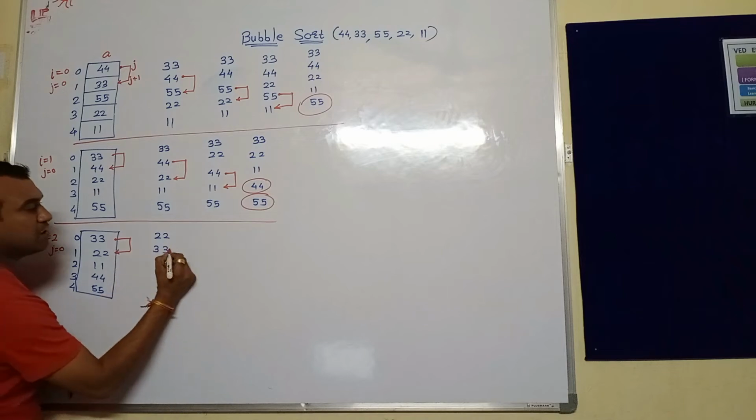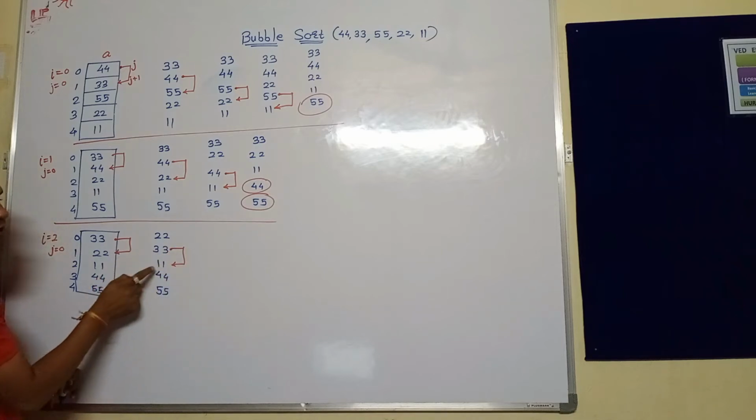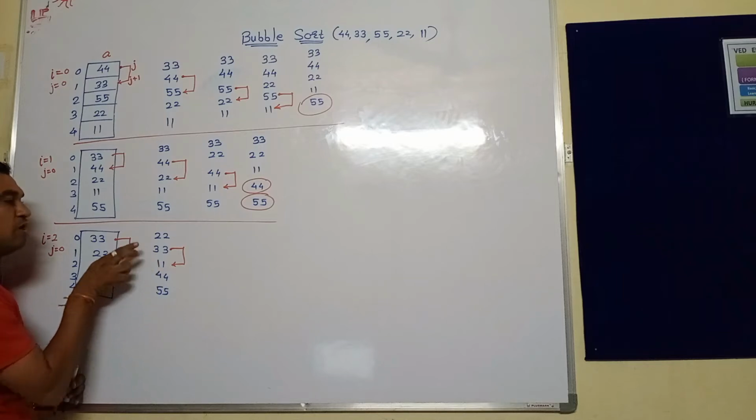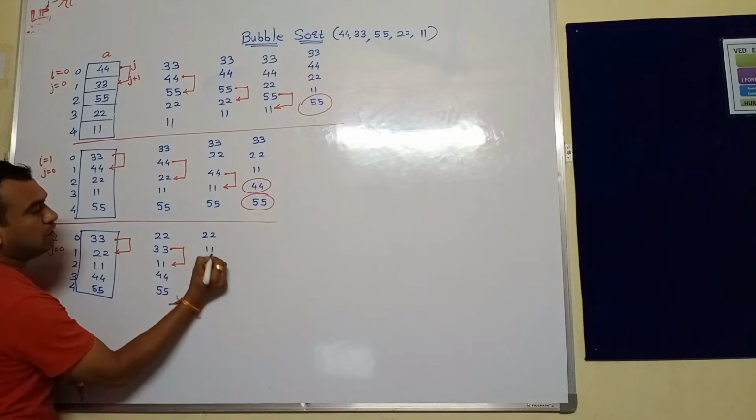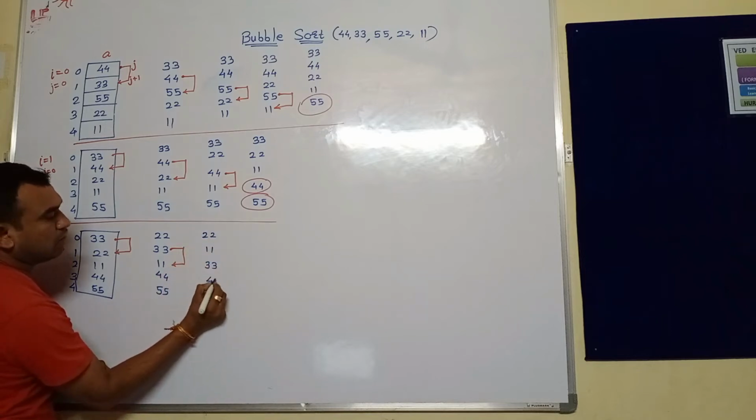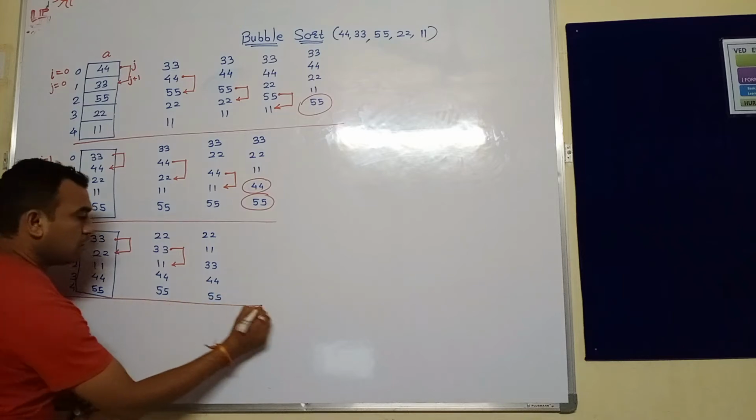Inside my j loop the variable is increased and reaches here, and j plus 1 will be this one. Again, A of j plus 1 is smaller than A of j, so we will do an interchange between these two: 22, 11, 33, 44, 55. Here we will stop. Why?